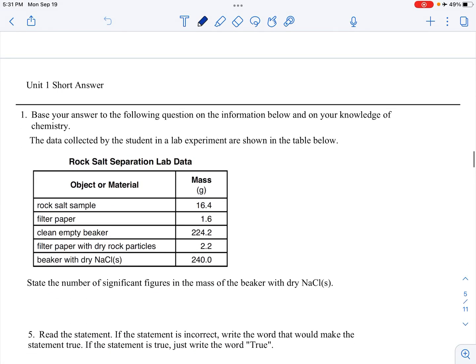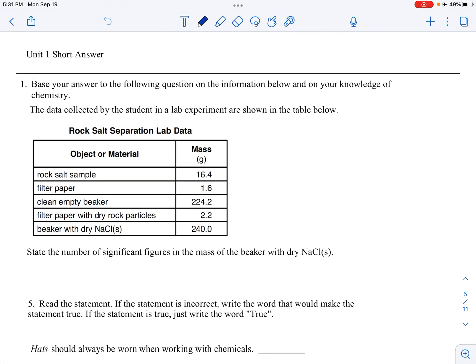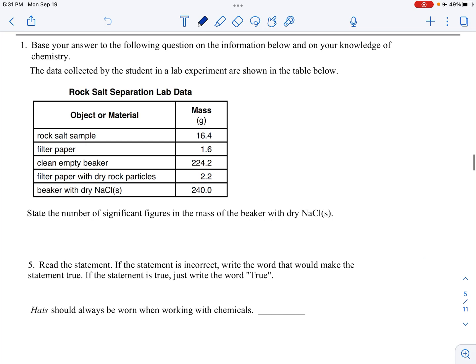Okay, so here is some short answer. Base your answer to the following question on the information below and on your knowledge of chemistry. The data collected by a student in a lab experiment is shown below. All kinds of information. State the number of significant figures in the mass of the beaker with the dry NaCl. So 240.0. Since we have a number greater than 1 with a decimal place, we count them all. So that is 4 sig figs.